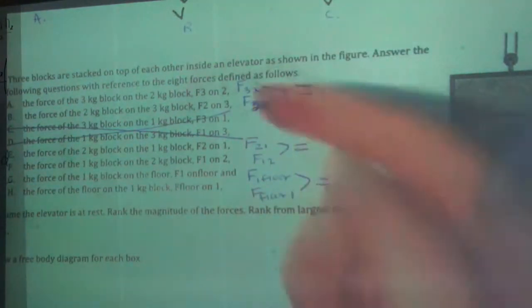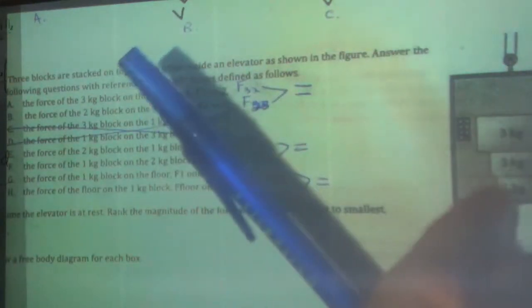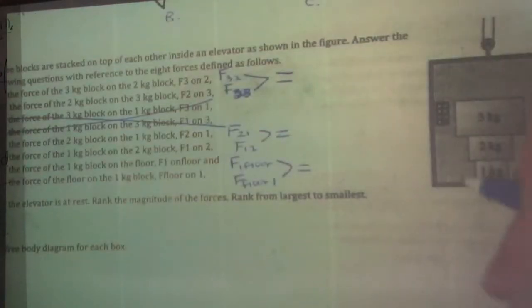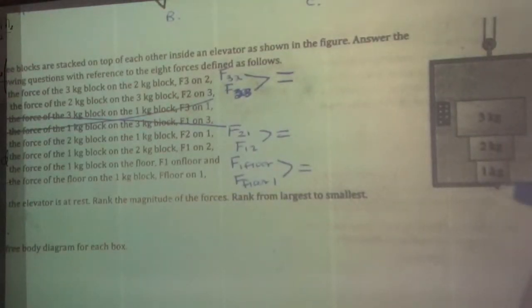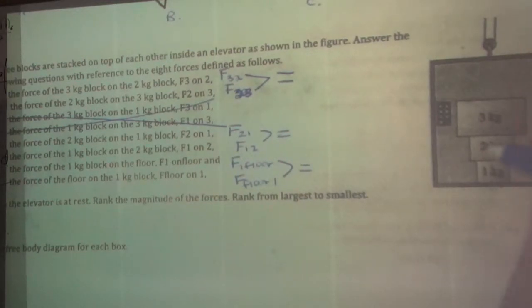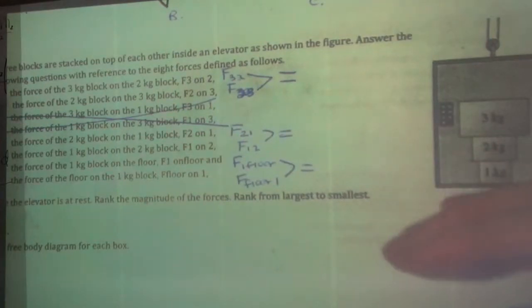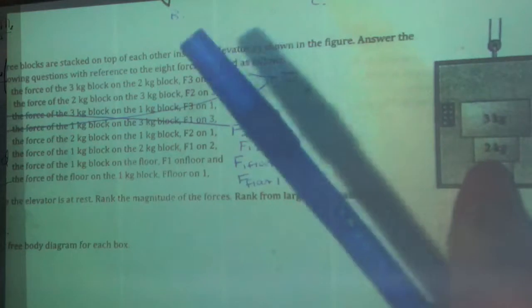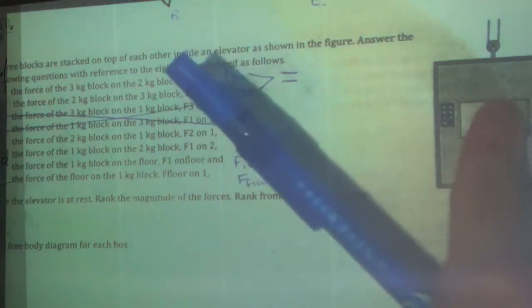So basically, I have 3 different pairs of forces. These 3 different pairs of forces will not be the same force. Most of you probably can just look at this and figure out how much the floor is pushing up on the 1 compared to how much the 1 is pushing up on the 2 compared to how much the 2 is pushing up on the 3. Well, the floor is holding up all of that weight, so it's going to be pushing up more than the 2 kilogram, which is only holding up the 3 kilogram, etc.